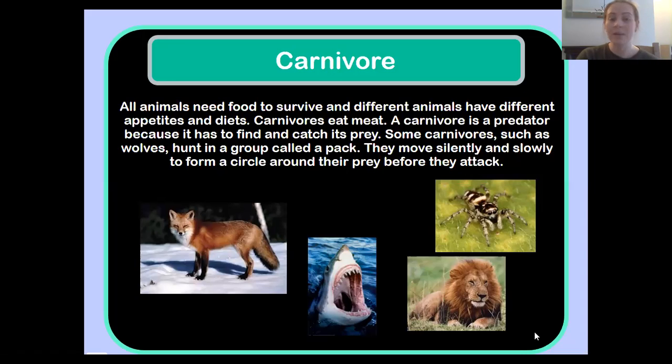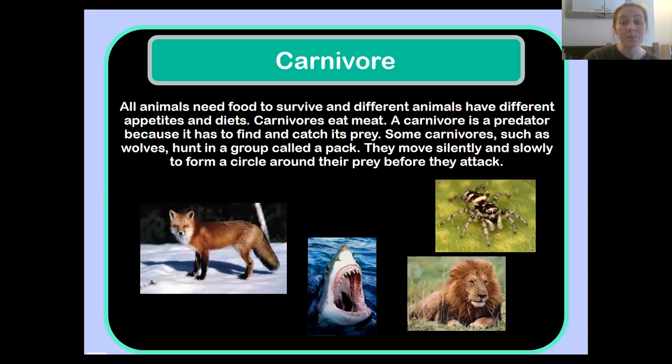Food. All animals, including humans, need food to survive. And animals, including humans, can be divided into 3 groups in terms of the types of food that they eat. So some animals are carnivores. This means that they eat meat.